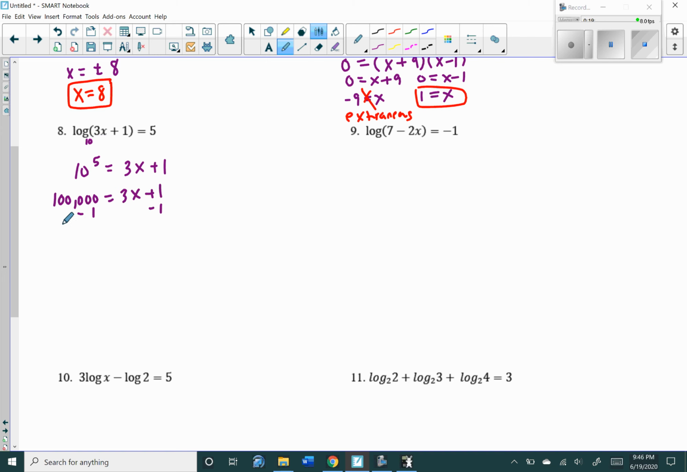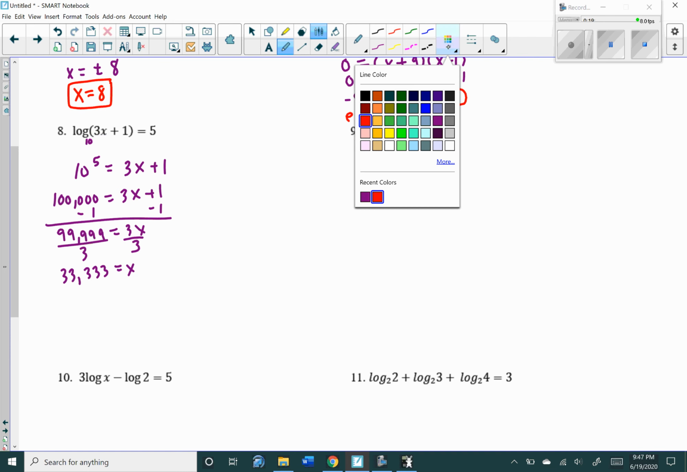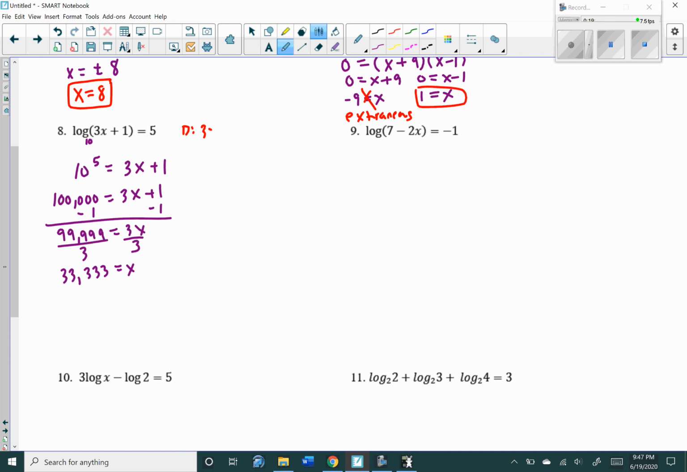Subtract the 1. And then divide by 3. So 33,333 is equal to x. If I check my answer by looking at my domain, 3x plus 1 has to be greater than 0. So 3x has to be greater than -1, so x has to be greater than -1/3, so -1/3 to infinity. This is in that domain, therefore this checks out. And again, you could plug that in to check your work.